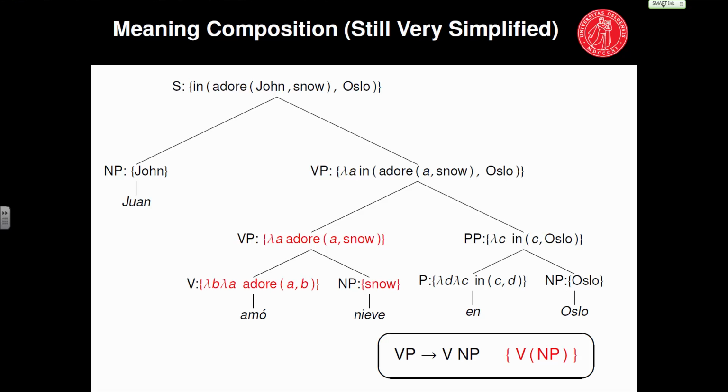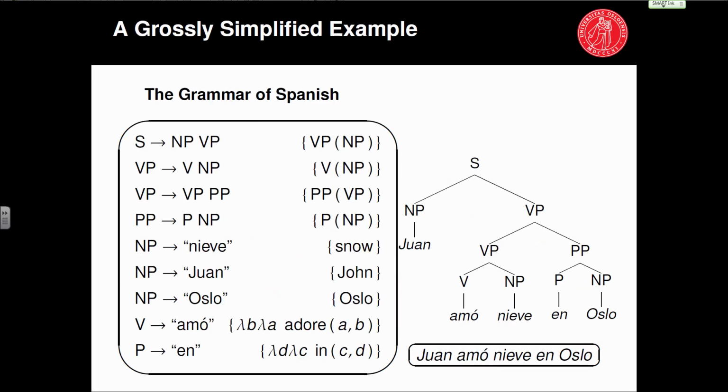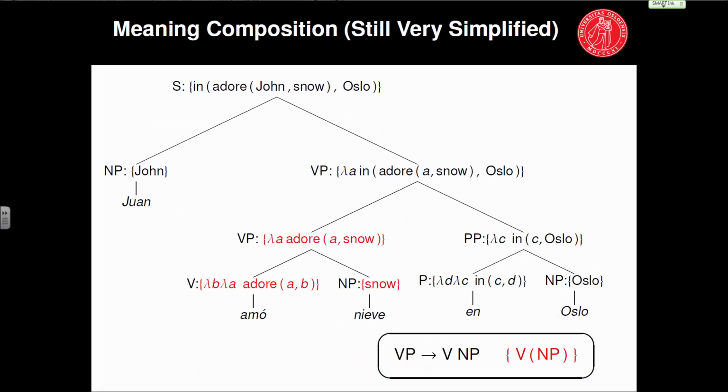And now S goes to NP VP. The VP is the functor, so that its function is applied to the semantics of the NP. The semantics of the NP is just a constant. That goes into the place of the A here, and I'm left with an expression that looks like predicate calculus. That says there's an adore relation between John and Snow, and that whole thing is in Oslo. That's something we can interpret. So what does that sentence mean? John is in Oslo and adores Snow. Yeah, so John adores Snow in Oslo, yes.